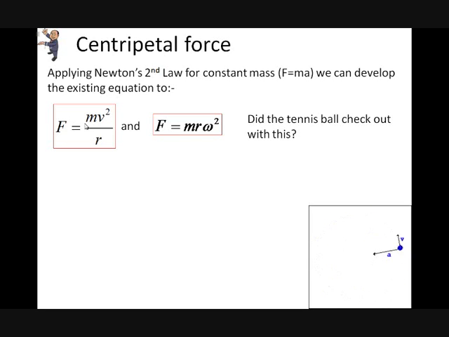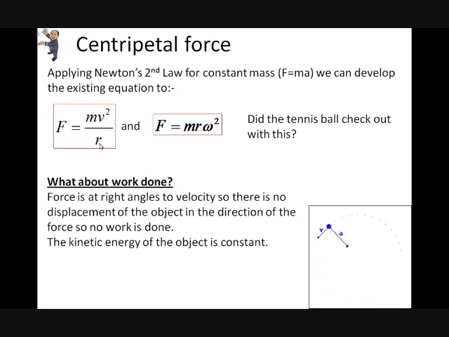Okay, did this check out with the tennis ball? What I mean by that is, in the lesson you could have been, or you should have been, swinging a tennis ball around on a piece of string with some Velcro, and you were looking at when the string or the Velcro broke and caused the ball to fly off at a tangent. If you look at the formula for force, the centripetal force is governed by mass, velocity and radius. The bigger the mass, the bigger the centripetal force required. The bigger the velocity, the bigger the centripetal force required, and the smaller the radius, the larger the centripetal force required.